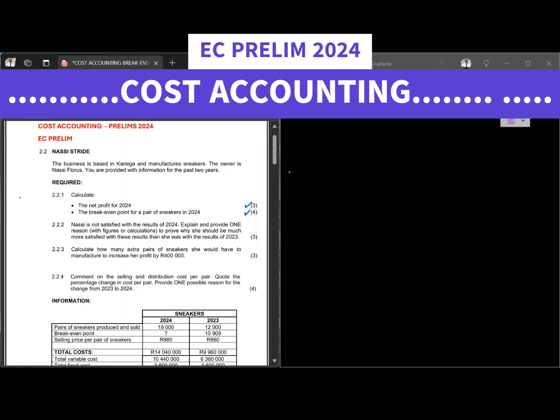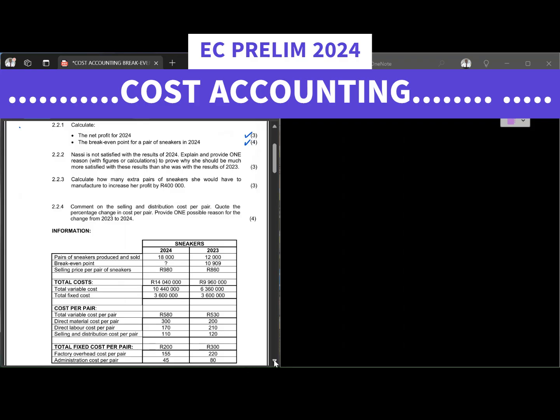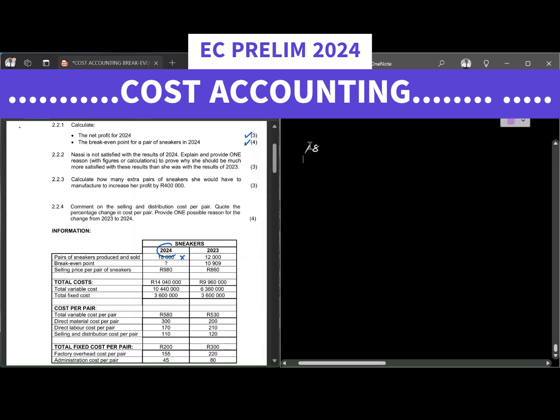So if you're to calculate the net profit, we would come to our information. Very important that when you read your question, read it very calmly, and then look at the information that you are provided with. What is very important is to know that you're calculating for the year 2024. Okay, so in 2024, we have produced 18,000 pairs of sneakers. So we'll come here and then we would say 18,000 over there. So it will be 18,000 pairs of sneakers.